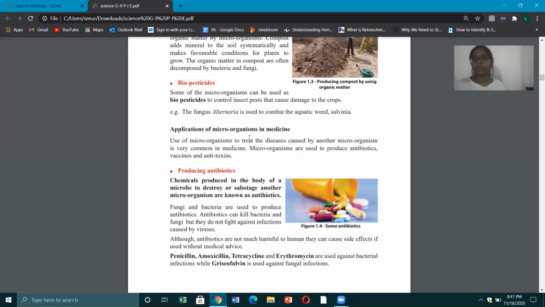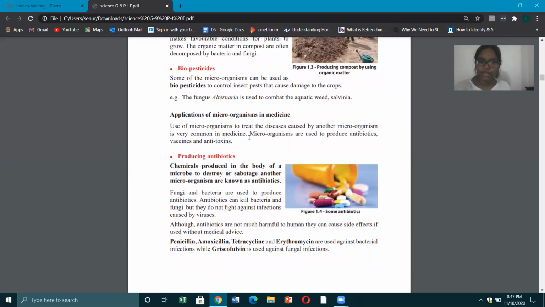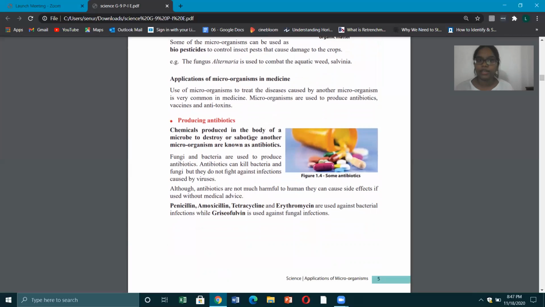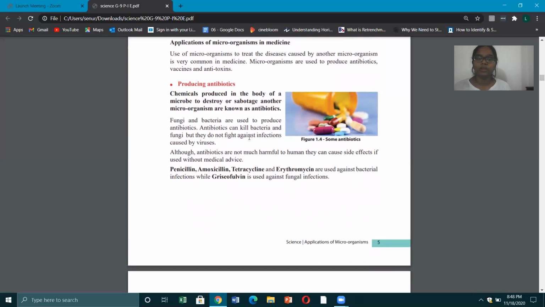Okay. Example is the fungus alternaria, which is used to combat, to fight against the aquatic weed salvinia කියලා එකක් තියෙනවා. I think ඒක නැති කරන්න තමයි ගොඩක් වෙලාවට මේ alternaria කියන fungus එක දාන්නේ. හරිද? එතකොට fungus කියන්නේ microorganism එකක් නේ. ඒක තමයි මම කියන්නේ ඒක benefit එකක්. So that's it about the agricultural field. Now let's move on to the medicine field.